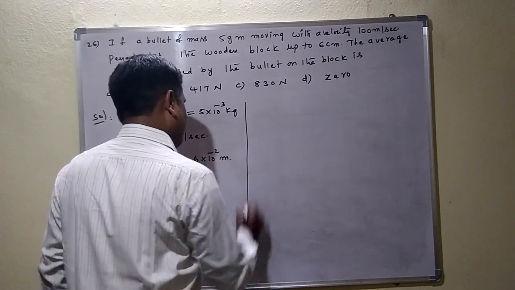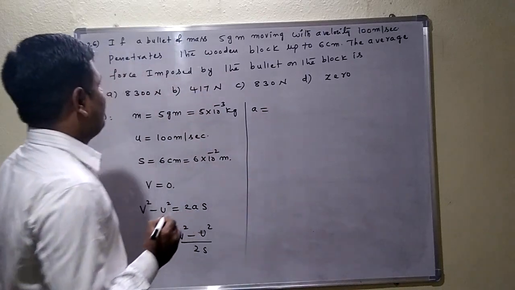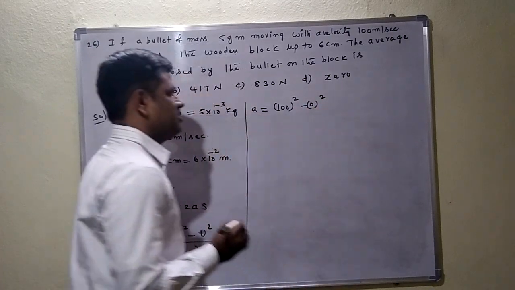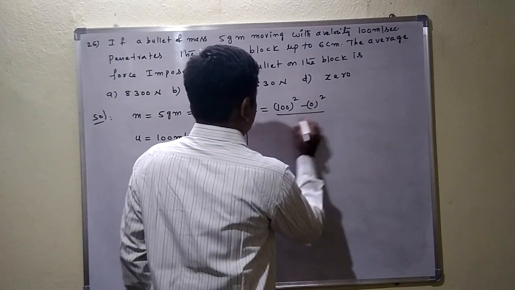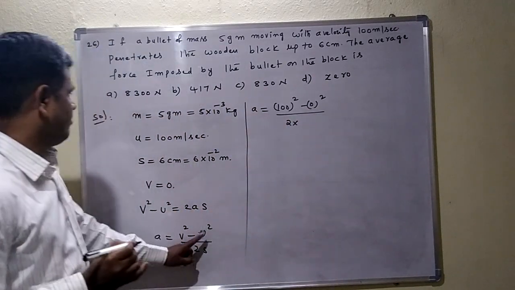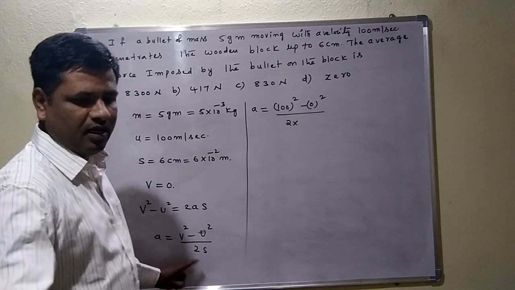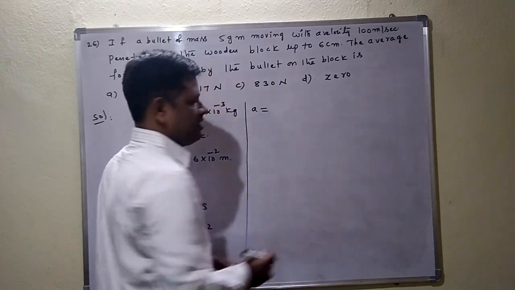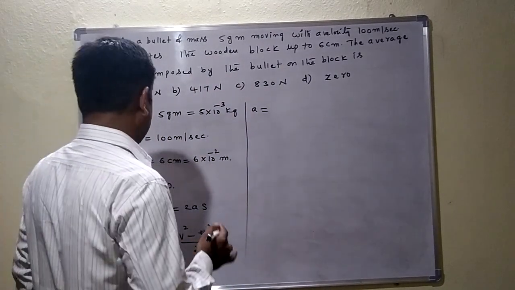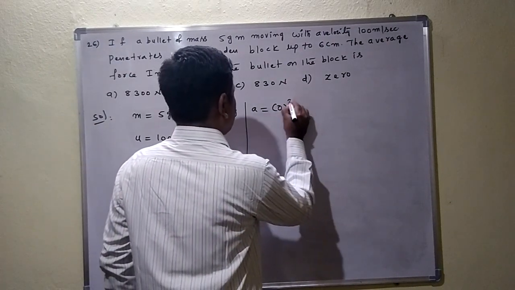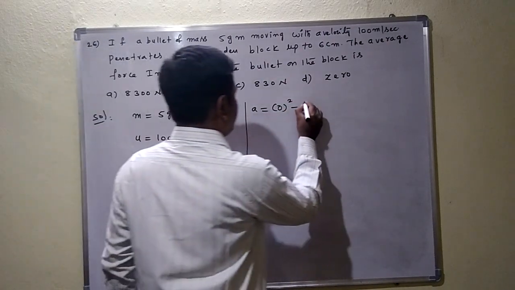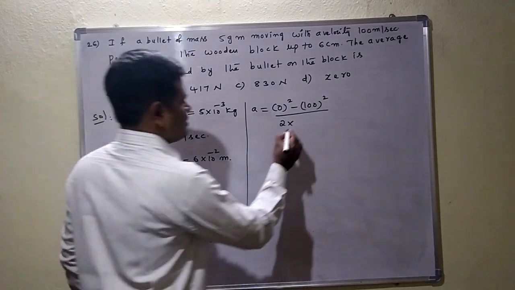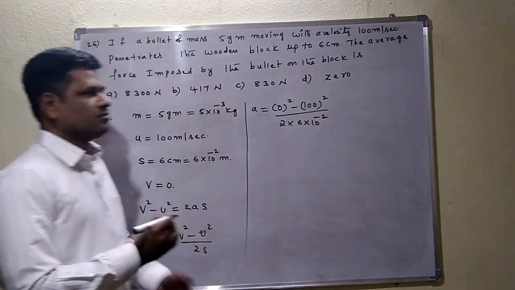Here from this we find the acceleration a is equal to v square minus u square by 2s. V is how much here? Final velocity is 0, initial velocity is 100 here. So a is equal to 0 square minus 100 square by 2 into s, where s is 6 into 10 power of minus 2. Okay.